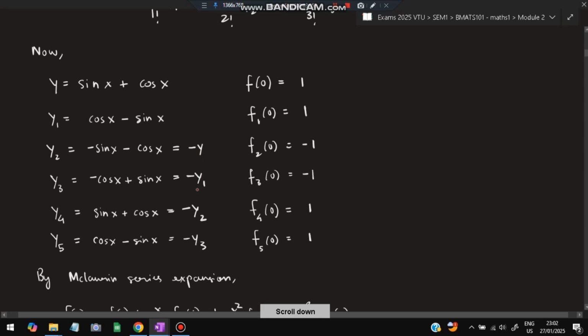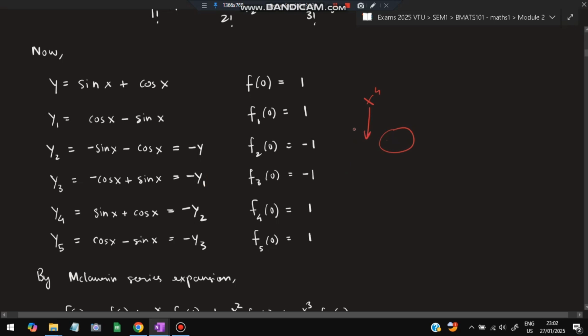For this one, we'll substitute the value of y1 at 0. y1 at 0 was what? 1, so here we'll substitute 1, so it will become minus 1. Like that we'll do for all of these terms. At least till 5 or 6 terms you have to do. In the question, if they don't mention, you have to do till 5 or 6 terms. Otherwise they will mention up to x4 and so on.